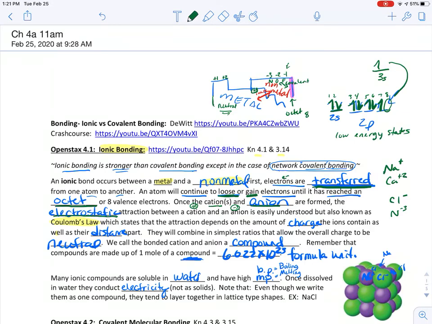So we understand that. But in chemistry, we like to give things labels and laws. So Coulomb's law right here is the thing that tells us, when you have an electrostatic attraction, it's got some things it depends on. It depends on the amount of charge that the ions contain as well as their distance apart. So this does make sense.